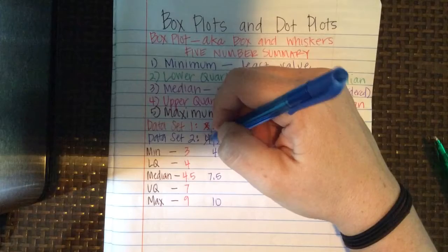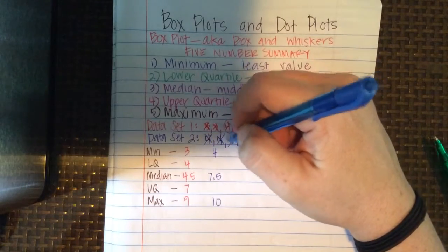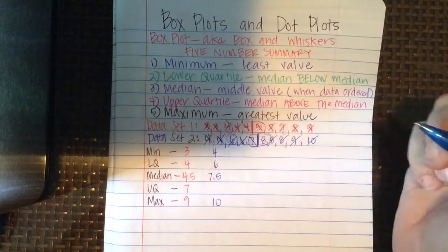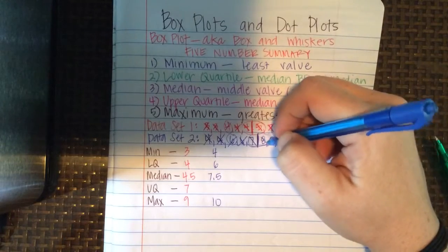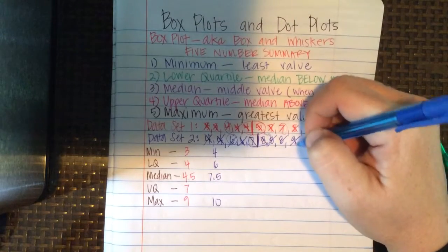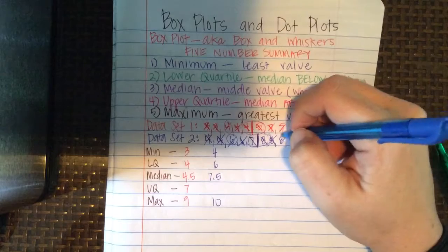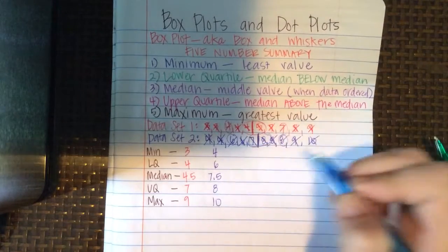7 gets crossed out, 4, 4, 6. So my lower quartile is 6. And then for the upper quartile, I cross out 8, 10, 9, 8. And I have 8 as my upper quartile.